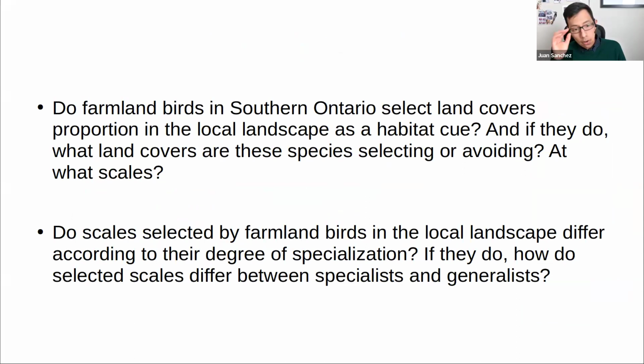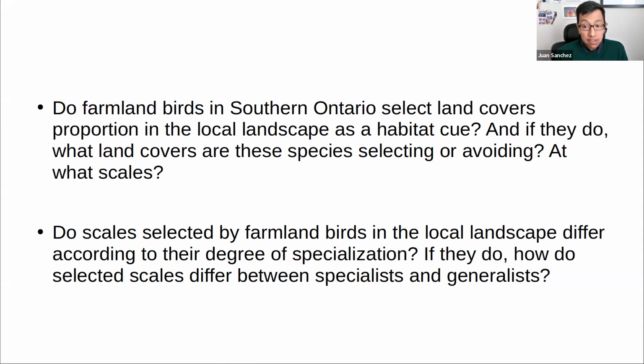All right. So I wanted to answer two questions with my research. The first one was if farmland birds in Southern Ontario selected land cover proportion as a habitat cue, and if they did, what they were selecting or avoiding and at what scales.